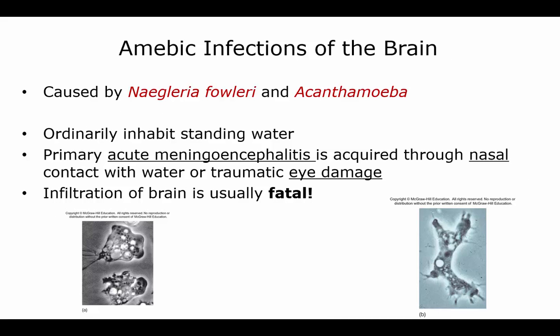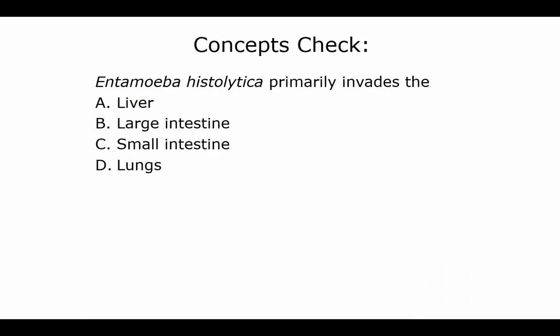Sometimes amoeba get into the brain. This is called Naegleria fowleri. Acanthamoeba also causes it, and you usually find these in standing water. You can get acute meningoencephalitis through nasal contact with water or traumatic eye damage. And if it gets into your brain, it is fatal.